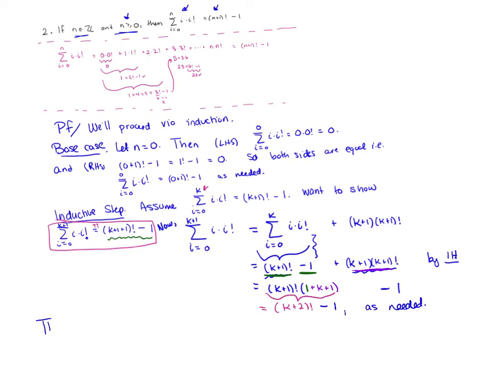Now we can put our concluding sentence. Thus, by induction, we can conclude that if n is an integer and n is greater than or equal to 0, then the sum from i equals 0 to n of i times i factorial is in fact equal to n plus 1 factorial minus 1.